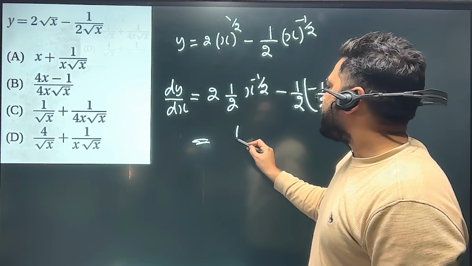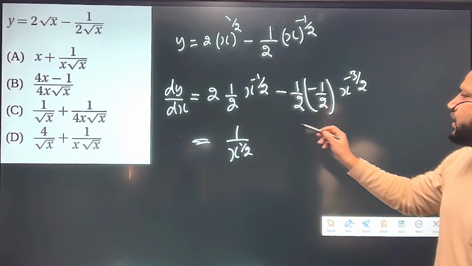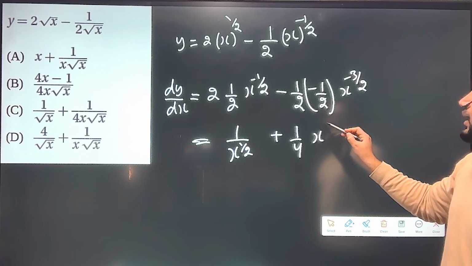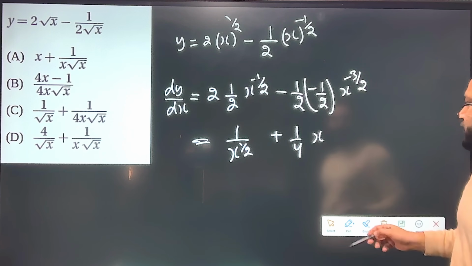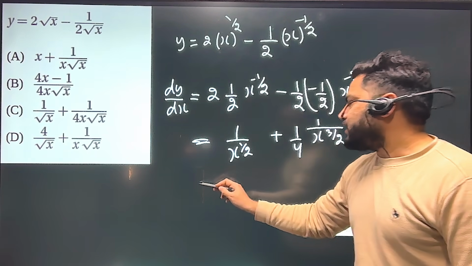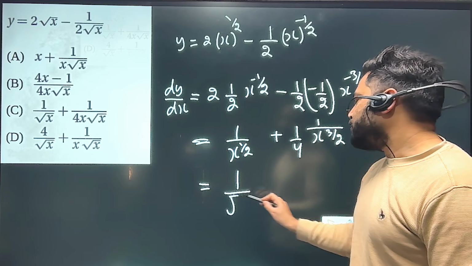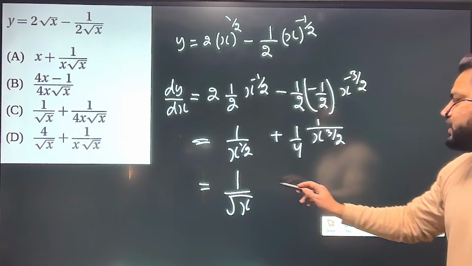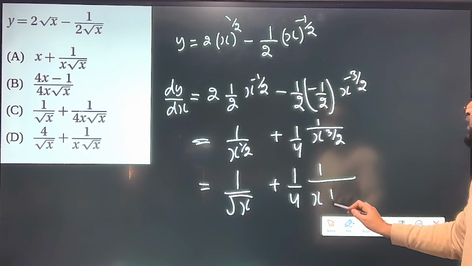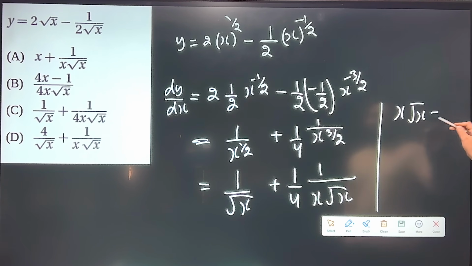X power minus 1 by 2, we can also remove this minus sign if we take it downwards. And minus minus is plus, so 1 by 4 x power minus 3 by 2. Now x power minus 3 by 2, we can write as 1 upon x power 3 by 2. So this is our answer. Now what is x power 1 by 2? Very easily you can say this is root x, then plus 1 by 4. And now what is x power 3 by 2? X power 3 by 2 is x root x.